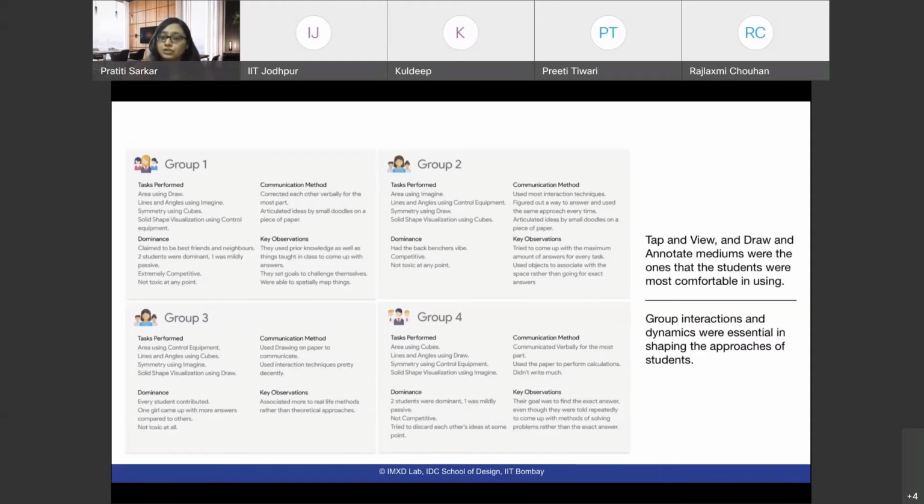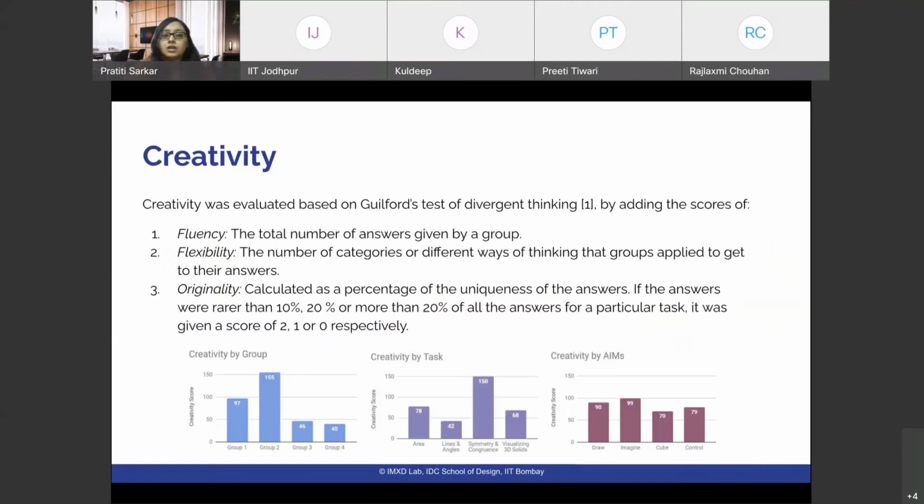And from the interaction medium point of view, we saw that the tap and view and draw and annotate mediums were almost equivalent in use, and the students were more comfortable using these mediums. The tangible cube did not work well for them because of certain occlusion problems. So they were refraining from using it in a flexible manner. And also, group interactions and dynamics were actually helping the students in shaping their approaches to solving the problems.